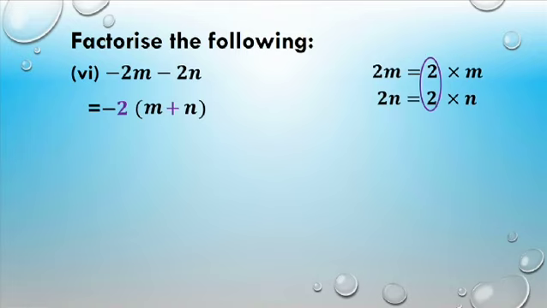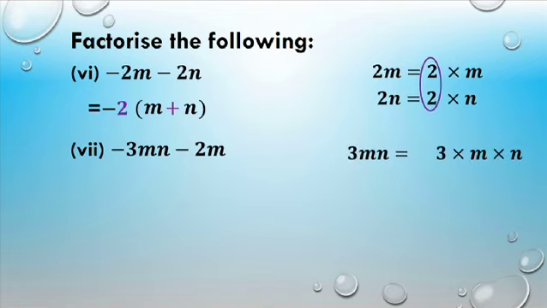We now consider another example dealing with a negative sign. So minus 3mn minus 2m. Again, I'm not going to consider the minus. I'm just going to consider 3mn, which is written as 3 times m times n in expanded form. So 2m is written as 2 times m. So here m is common.